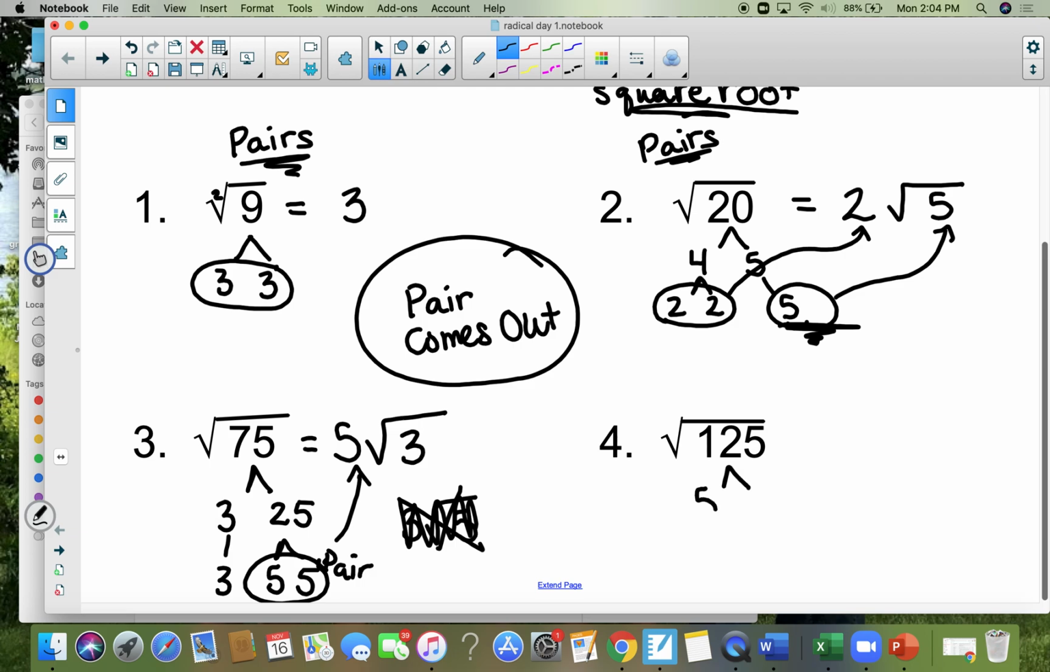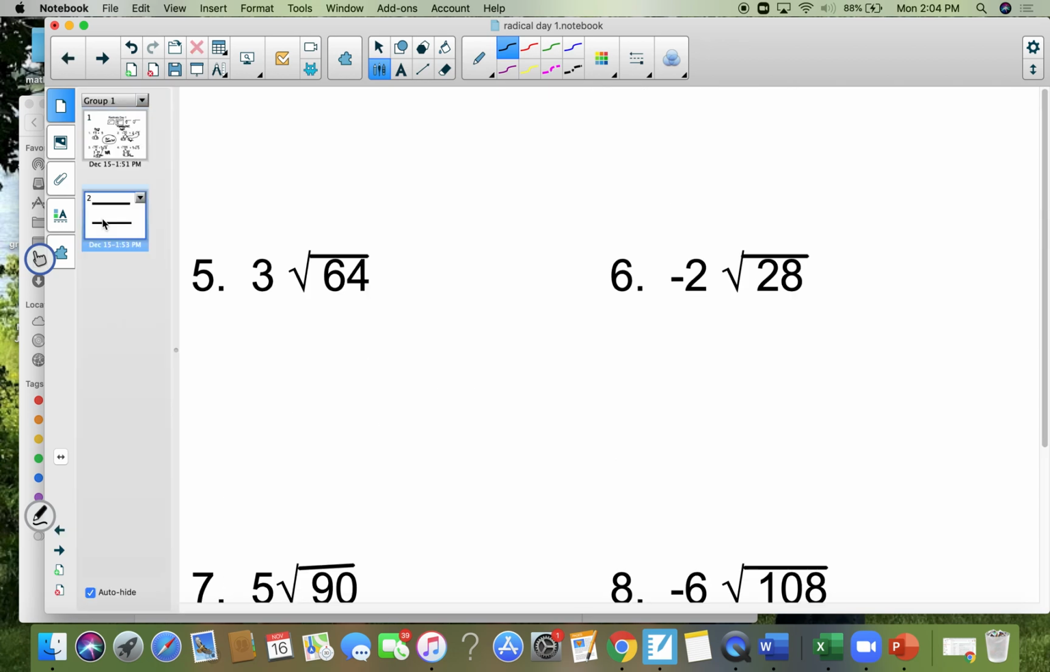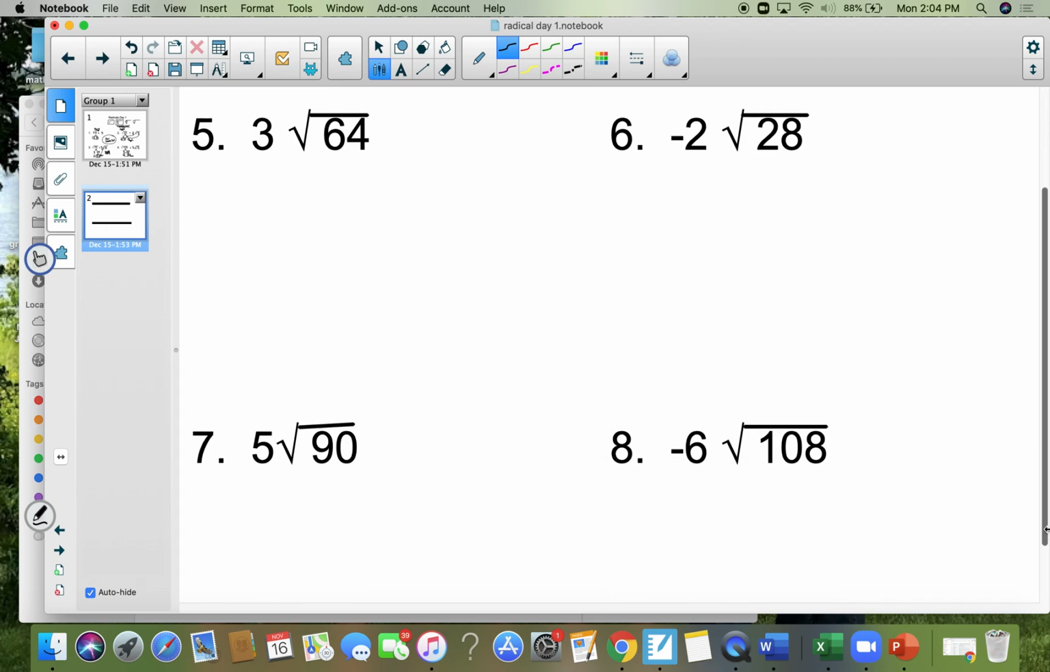125 is made up of 5 times 25. The 5 can't be factored, but the 25 is 5 and 5. I'm looking for pairs. There's a pair right there. The 5 gets to come out. Notice that this one doesn't have a pair. He has to stay inside. So the answer is 5 root 5. Okay, let's keep going. Let's do another 4 more and we're done with the notes.